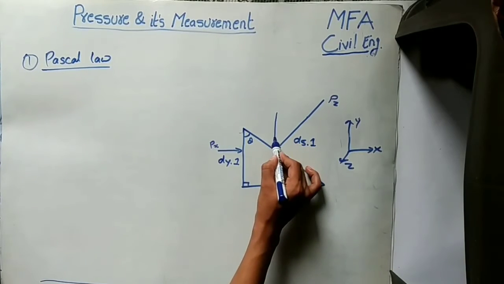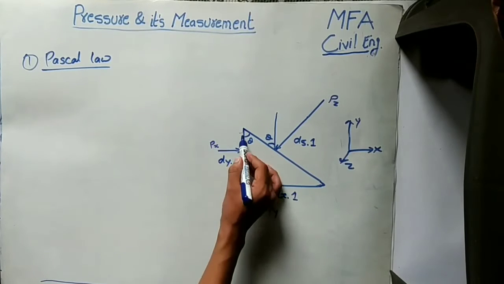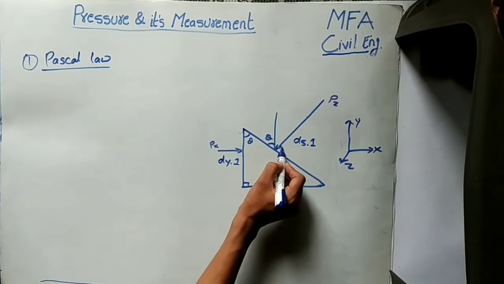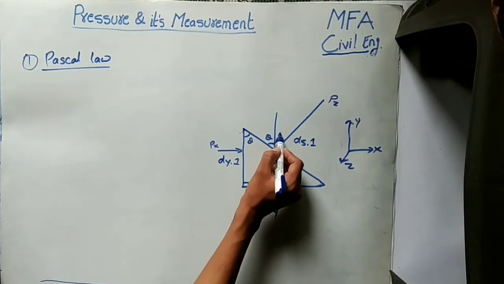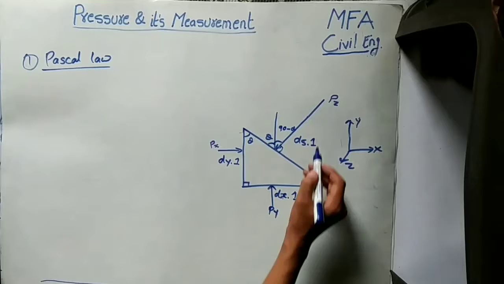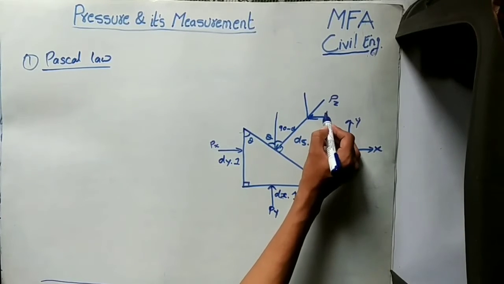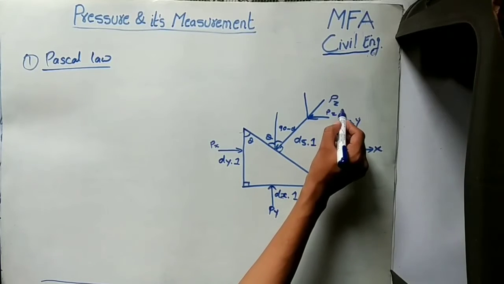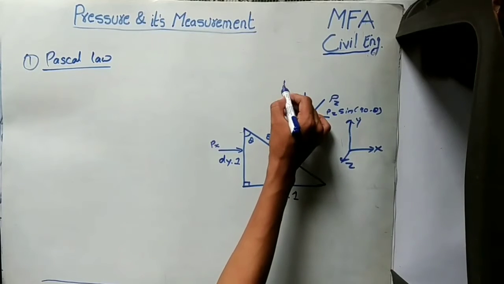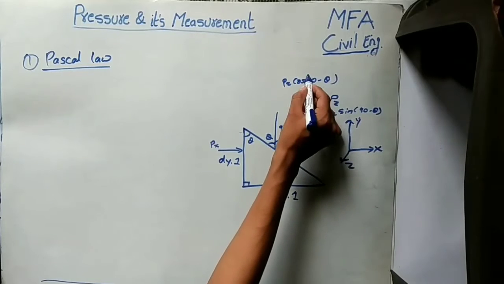Now if this is theta, then this angle should be theta for an interior corresponding angle. Now if this angle is theta, this is perpendicular to this face, so this is 90 minus theta. Now resolve the pressure Pz into vertical and horizontal components. This is Pz, horizontal is Pz sine of 90 minus theta, and vertical is Pz cos of 90 minus theta.